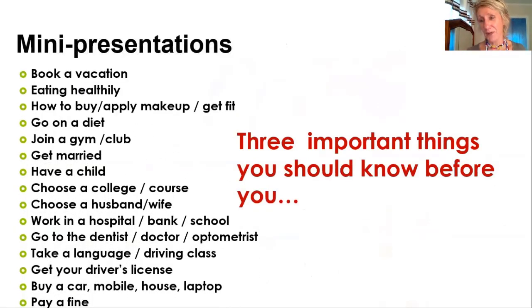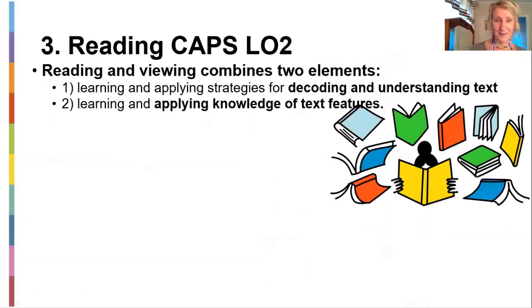Before you have a child, what 3 things should you know? Going on a diet, what 3 things should you know? Buying a car, a laptop, a house, paying a fine. So there's a whole lot, and they could all choose different topics, and they could try and think of the 3 things that they would do before they would do that. I have actually got a presentation on this, but I'm not going to show it to you now.